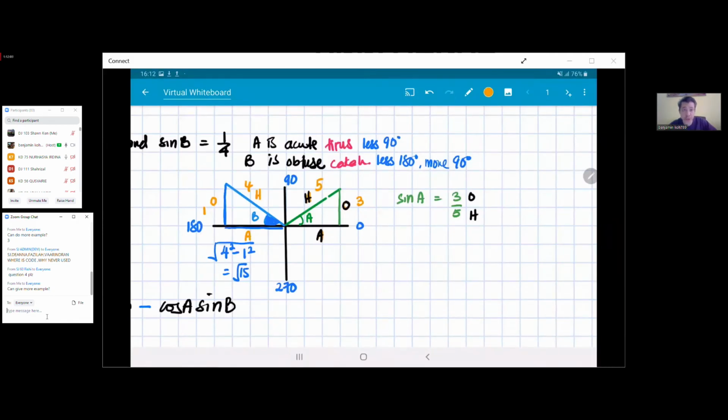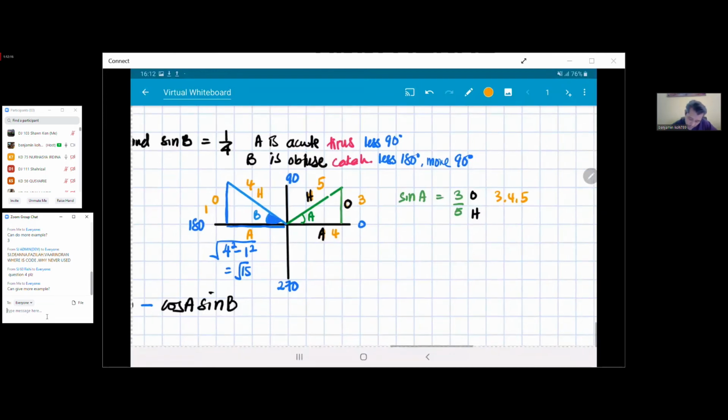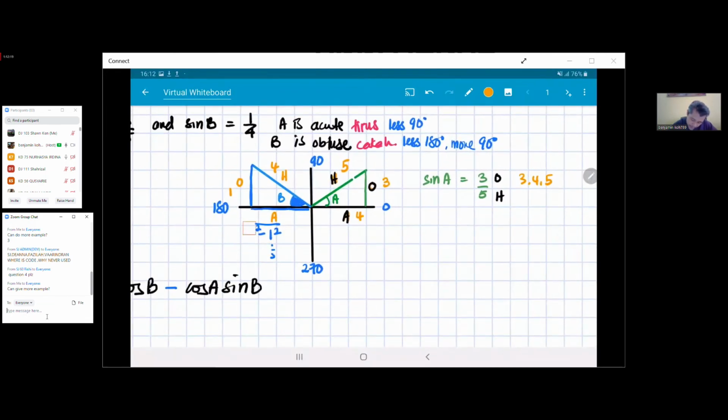You are supposed to memorize 3, 4, and 5. So on the green triangle, I have 3, I have 5. That means this will be 4. 3, 4, 5, right? Okay. Now I'll go slow with this triangle. The hard part now is the blue triangle.